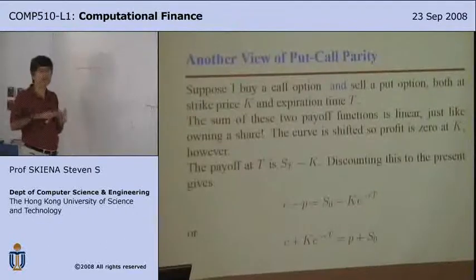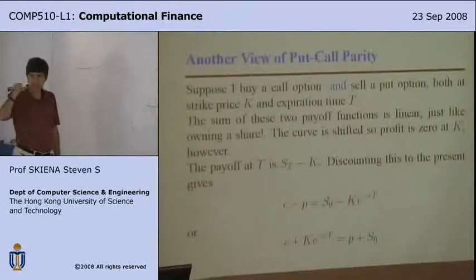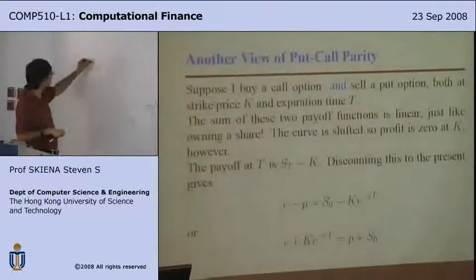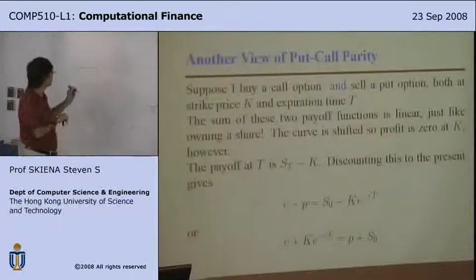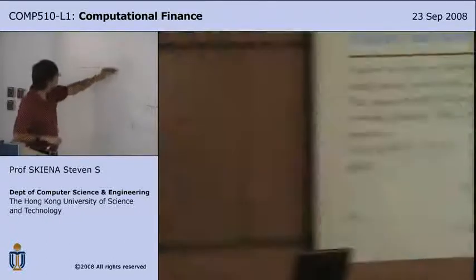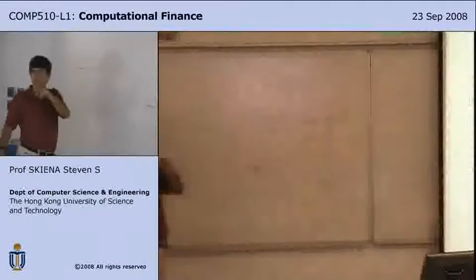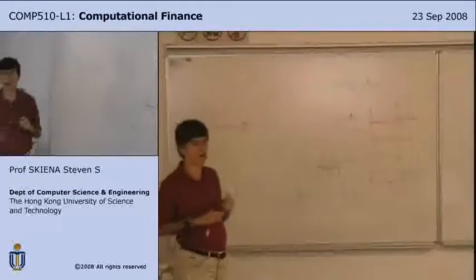What if I now sell a put option at strike price K? What is my payoff function going to be from selling the put? Well, buying the put would have looked like this, right? So selling the put would look like this. Does that make sense? So what happens to me? What is my payoff function?